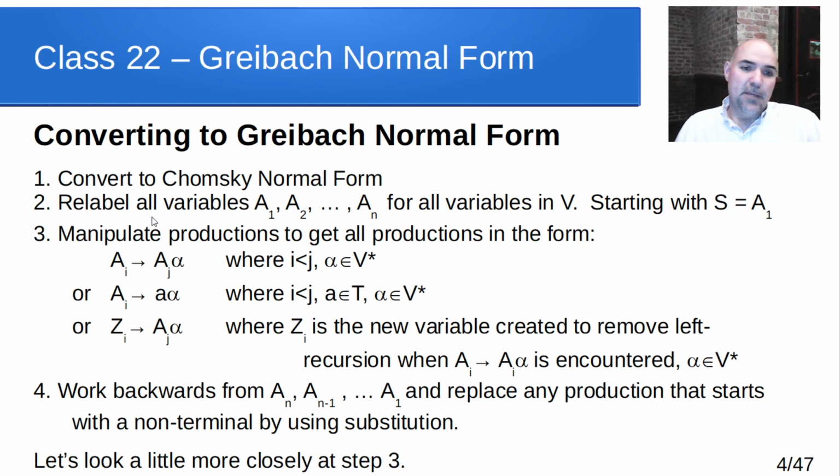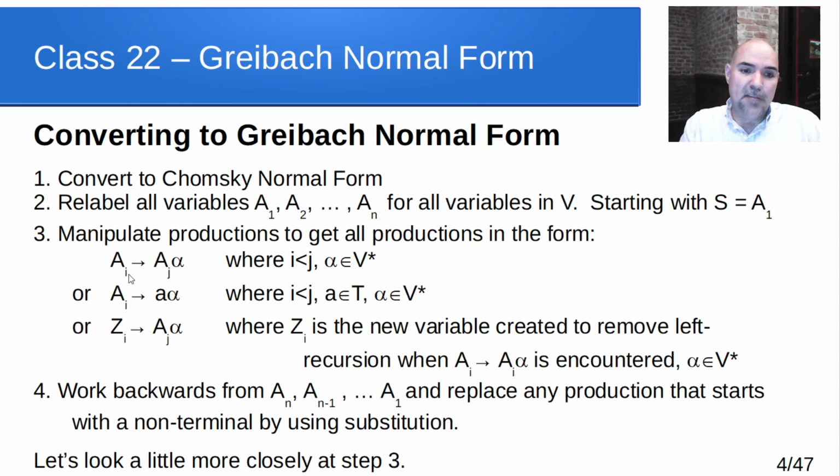Now, step 2 is to relabel all the variables in a sequential form, A1, A2, and so forth, all the way up to A sub n for every variable that's in V. And we're going to start with the start variable being A1. So S is going to become A1. And then if we have other variables, we're going to just label them sequentially. The reason for that is this is creating a hierarchy, or a sequential representation for them. So we can always make sure that a higher number in the sequence follows the lower numbers when we produce these things. And that's going to be important to the process later on. The next thing we need to do is manipulate all the productions to get them into one of these 3 forms.